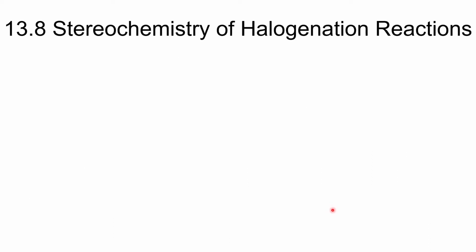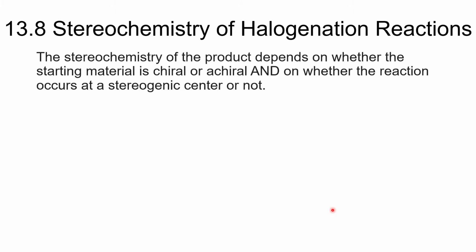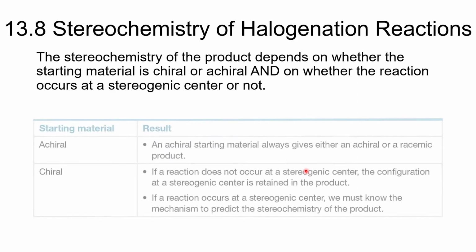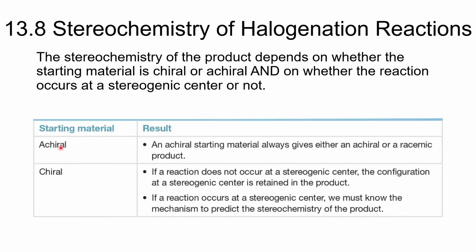All right. I want to talk briefly about stereochemistry of halogenation reactions. Sometimes when we do a halogenation reaction, we will create a stereogenic center. So we may start off with something that's achiral and end up with a stereogenic center. But remember, and I've said this multiple times, anytime we have an achiral starting material, our product is either going to be achiral or racemic.